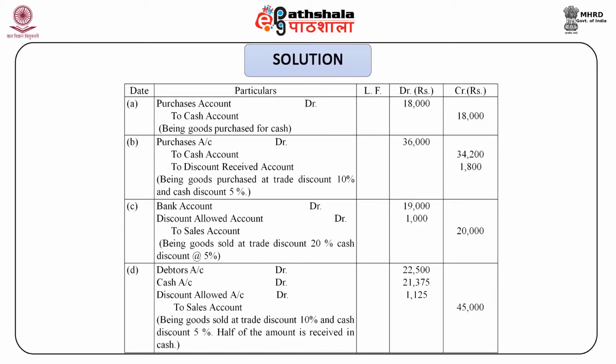D. Sold goods for cash for Rs 50,000, allowed him trade discount 10% and 5% cash discount. Half of the amount was received in cash immediately. The entry to this transaction will be debtors account, cash account and discount allowed account debited by 22,500, 21,375 and 1,125 rupees respectively to sales account credited by 45,000 rupees.